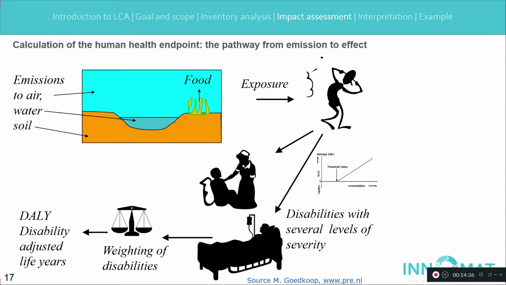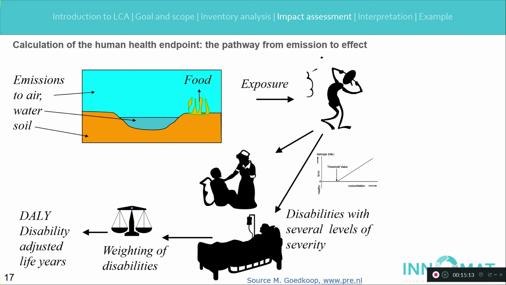This slide gives you an impression of the damage calculation. We start with the emissions to nature that will end up in our food. When we eat it, we might get ill. In serious cases, you end up in a hospital. Such an illness is weighed in terms of a DALY, a disability-adjusted life year. When people die and lose, for instance, 10 life years, the DALY is 10. There are tables for the DALY of the World Health Organization for people who have a non-mortal illness.